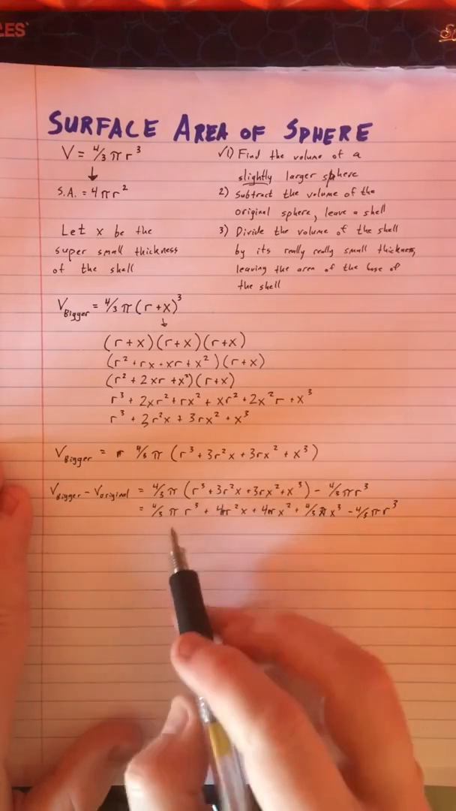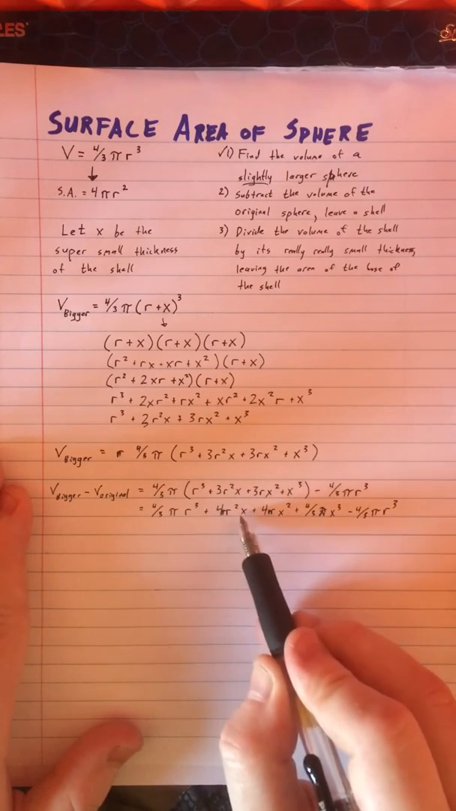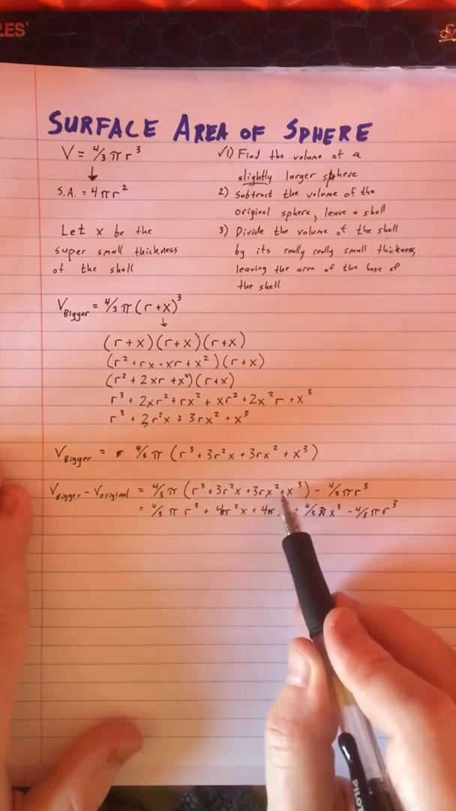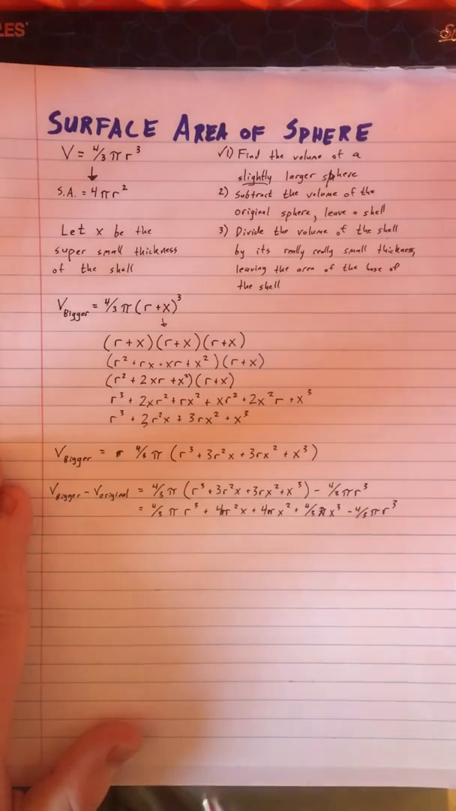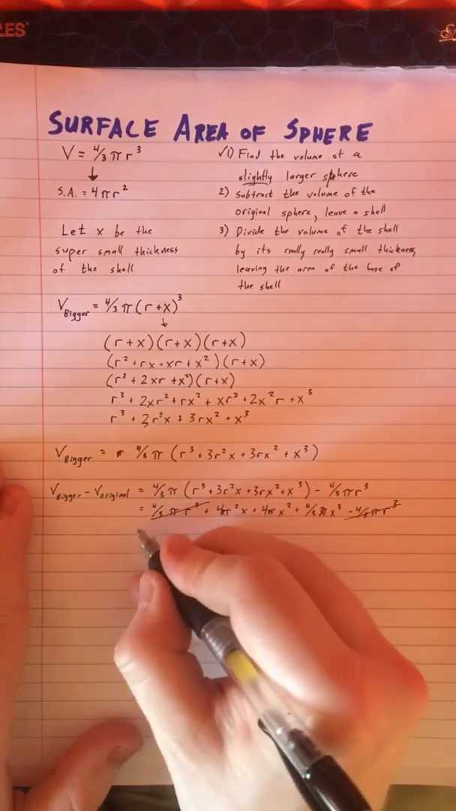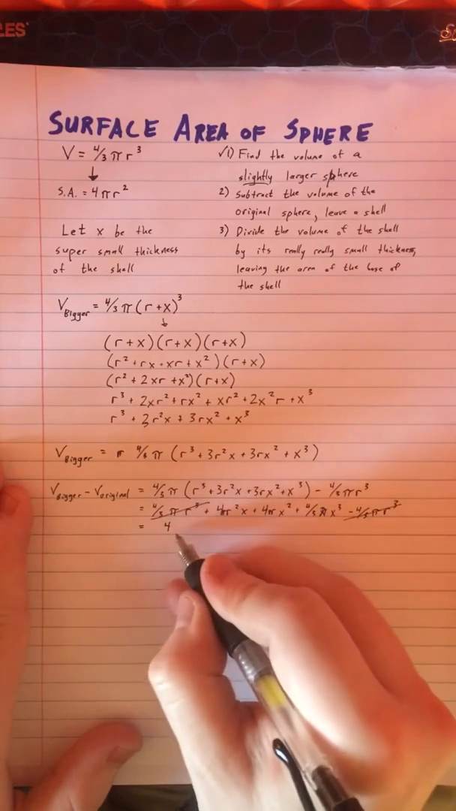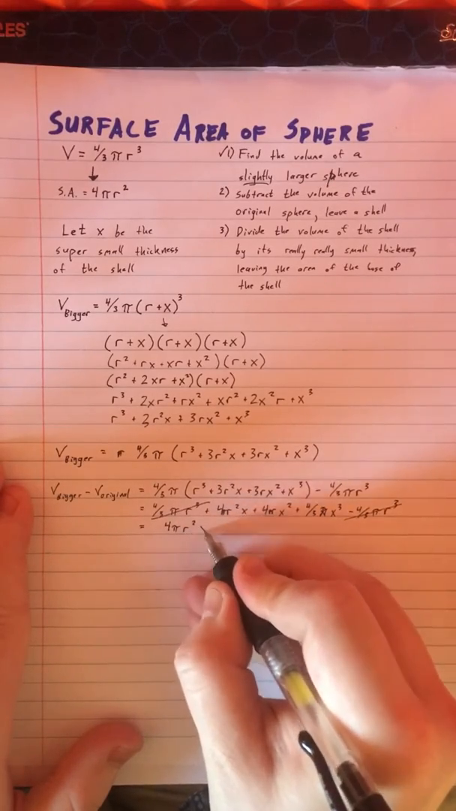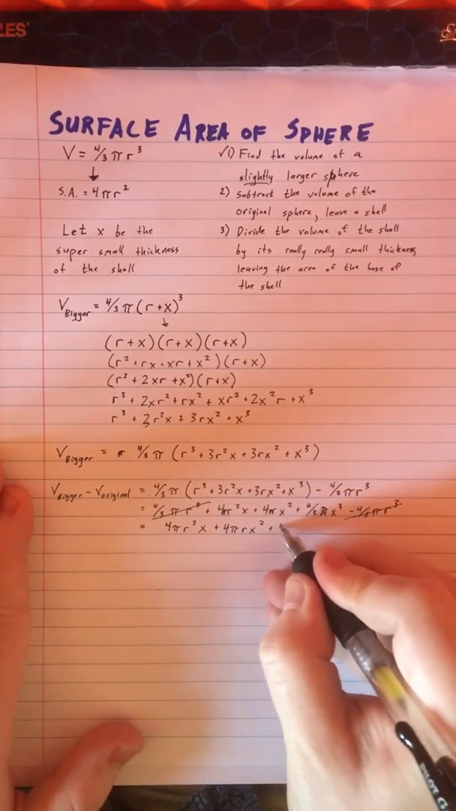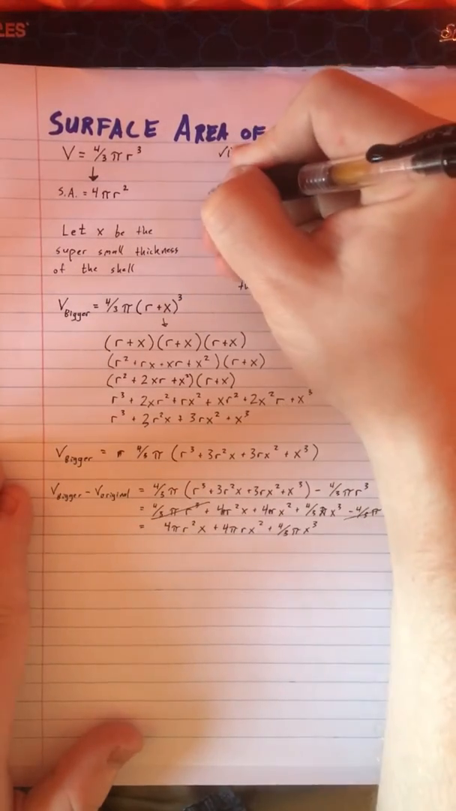4/3 pi r cubed plus 4 pi times the radius squared x plus 4 pi times the radius times x squared plus 4/3 pi x cubed minus the original 4/3 pi r cubed. I notice that these terms are going to cancel each other out. And so I'm left with this formula for the volume of a shell. 4 pi r squared x plus 4 pi r x squared plus 4/3 pi x cubed. Cool. We've done our subtraction.